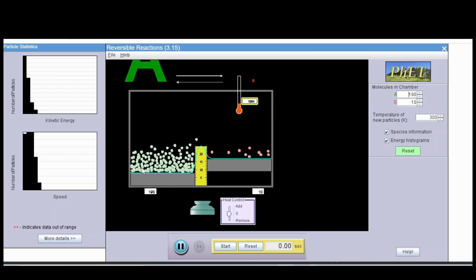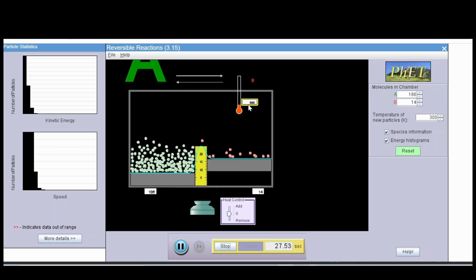So for the forward reaction, these A molecules are forming B, while for the reverse reaction, the B molecules are forming back the A molecules. The size of A at the top here also increases relative to this B, which serves as a representation of the various quantities of A and B in the container. Another important thing to point out is this thermometer right here, which measures the overall temperature of the contents of the container. So the reaction will continue until equilibrium is reached.